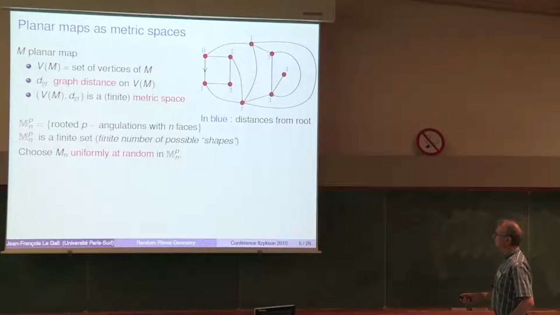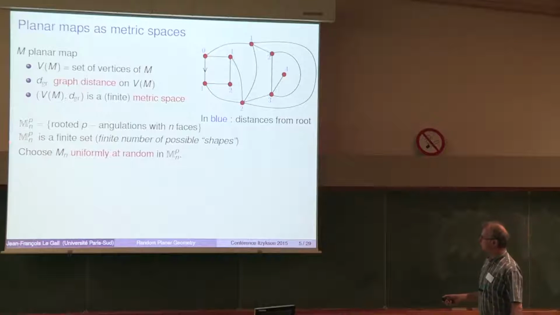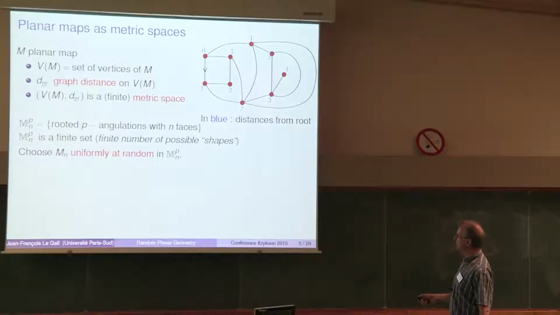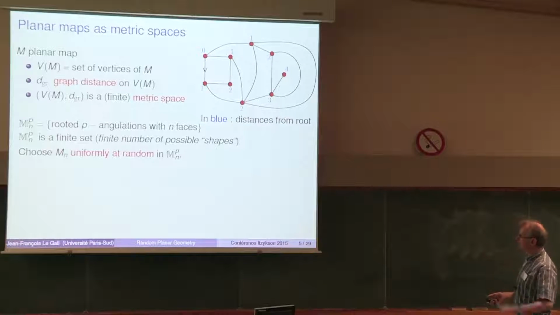Here I'm going to choose Mn uniformly at random in this set, so a uniformly chosen triangulation with n faces if P equals 3. We could do something more general, and we could deal with Boltzmann distributed planar maps, as Timothy was mentioning before. Here I will stick to this case.